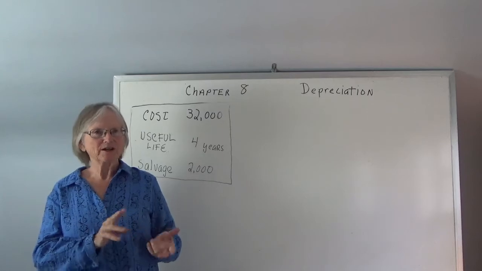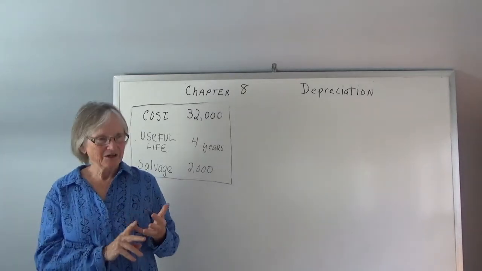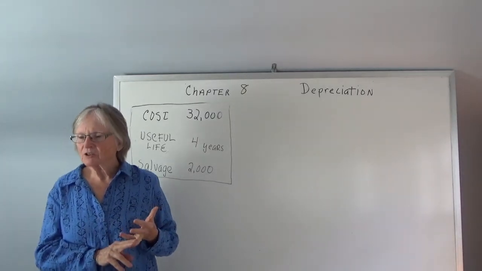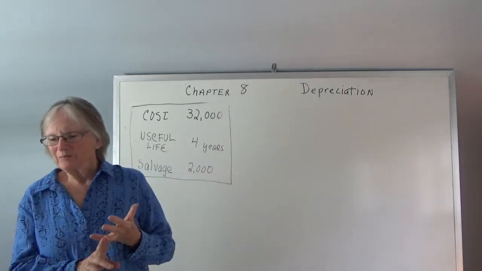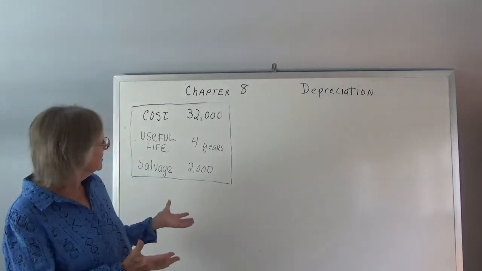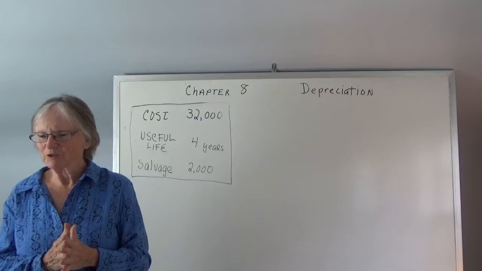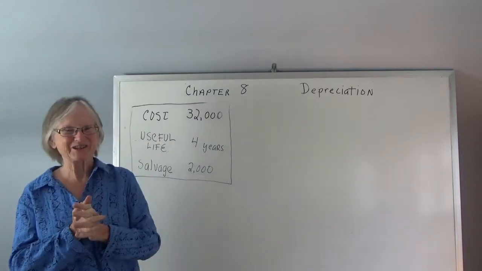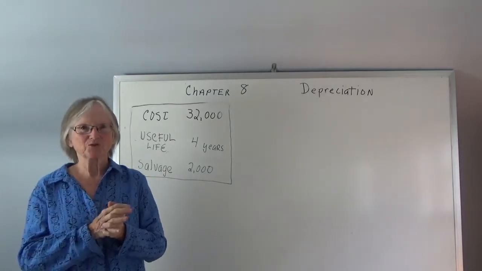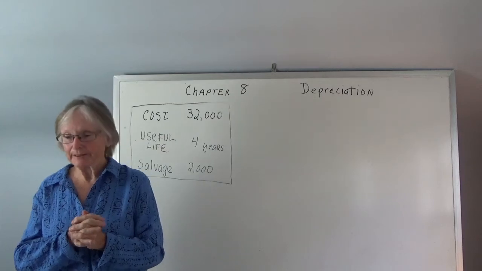We're going to look at straight line, units of activity, and declining balance. The main thing about the method that you use to allocate this cost is that it has to be what's called rational and systematic, as opposed to crazy and erratic, okay?